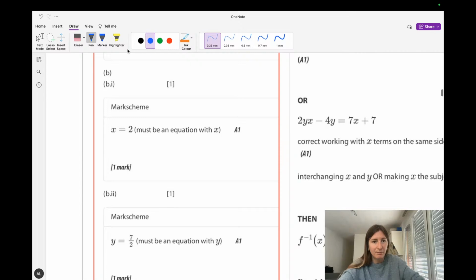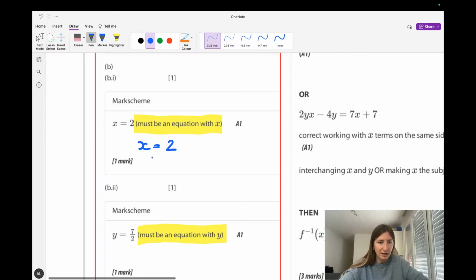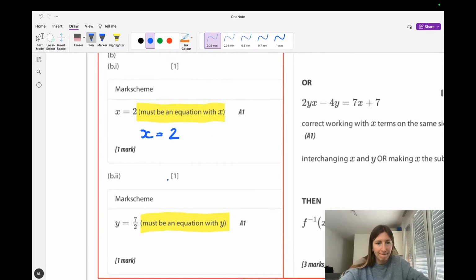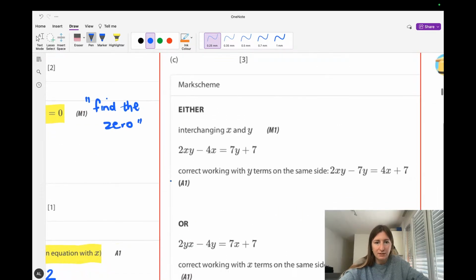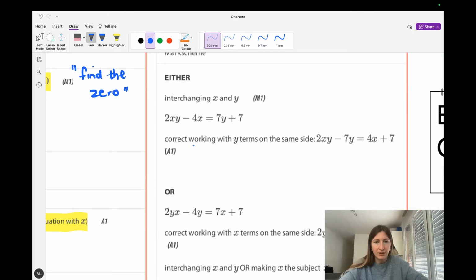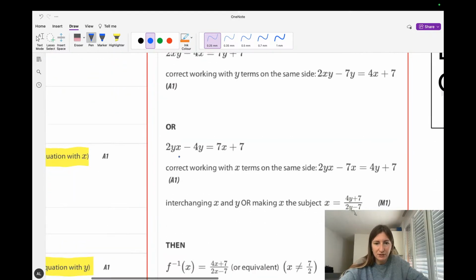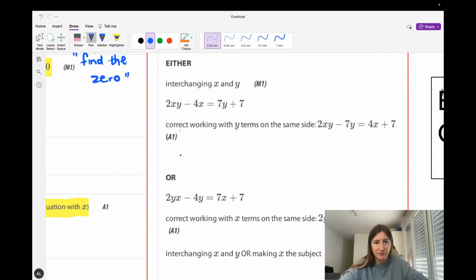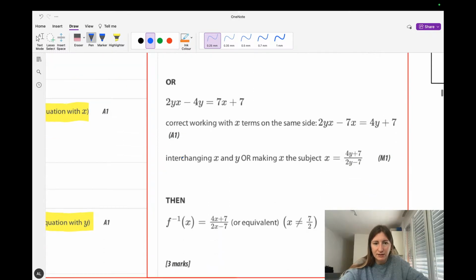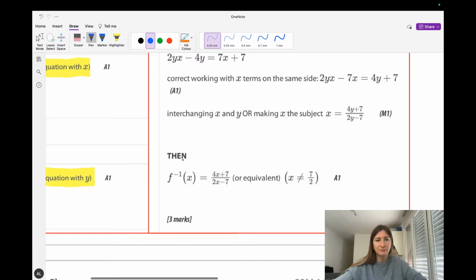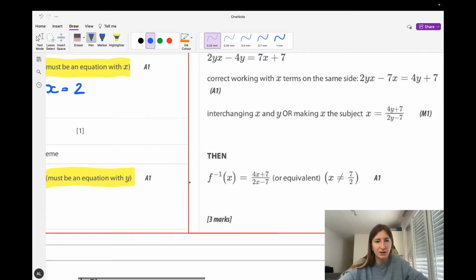Then, see, must be an equation with x, must be an equation with y. So please, when they ask for an asymptote, don't just write 2. You must write x equals 2. And with x and not y. What else? They're working to find the inverse, just some method marks there, a couple of different ways to do it, like I said. And then finally, you get your inverse function. So don't forget to have that notation there.